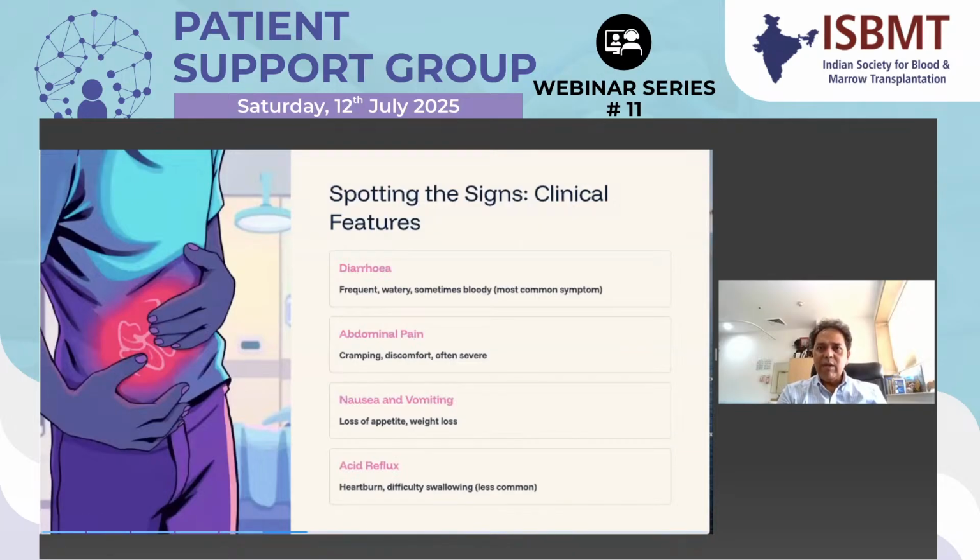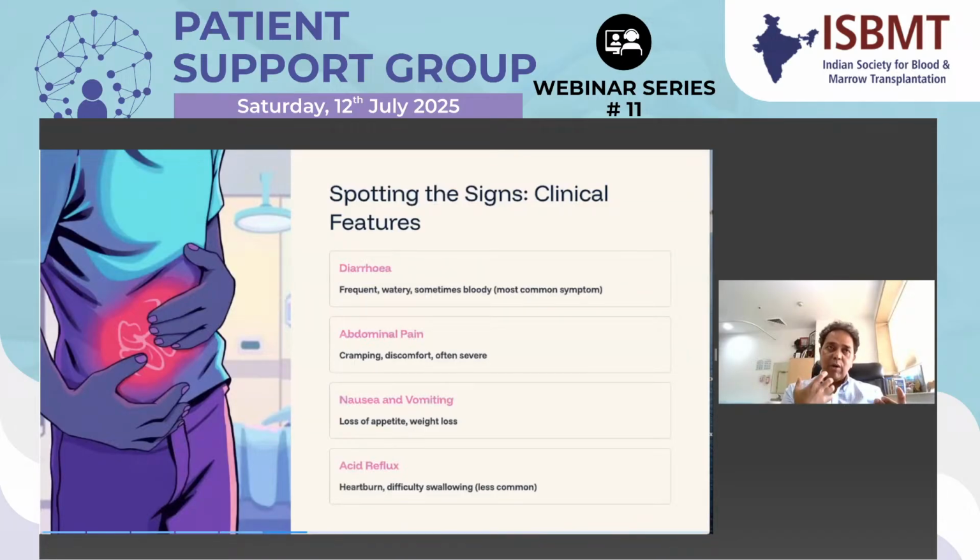As I was saying, the usual symptom is diarrhea, and it can be a lot of watery diarrhea, sometimes bloody diarrhea. The amount of diarrhea can be a lot, going up to even 2 liters in some cases. Patients usually have tummy pain, which is cramping, uncomfortable, and severe. In some cases, it can last for hours and hours. And sometimes we struggle to control it because it just keeps on happening.